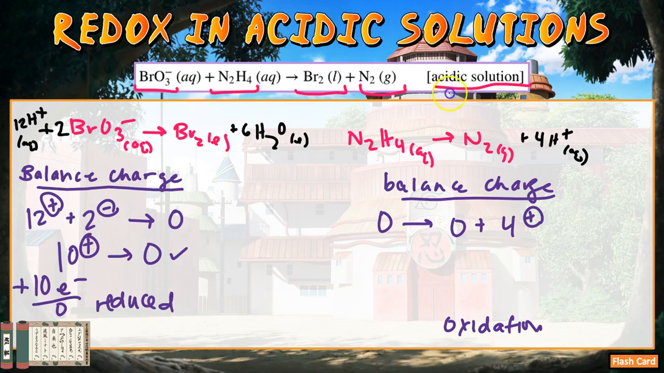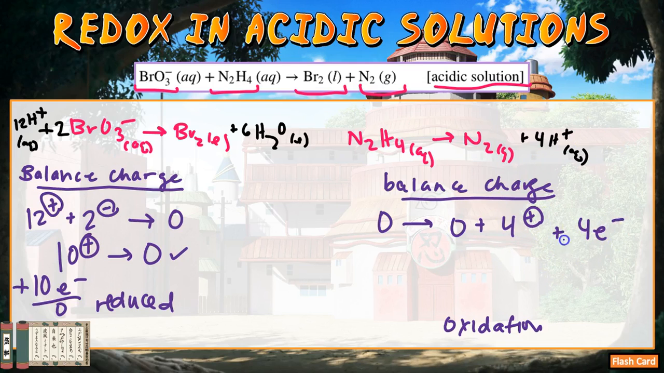Okay, folks? Now over here on this side, we have a 0 charge on the reactant portion, and then we have a 0 charge for the N2, but we do have 4 plus charges here because of the 4 H plus ions. Because we have 4 plus charges here, we want to make sure that we add in 4 negative charges to cancel it out.